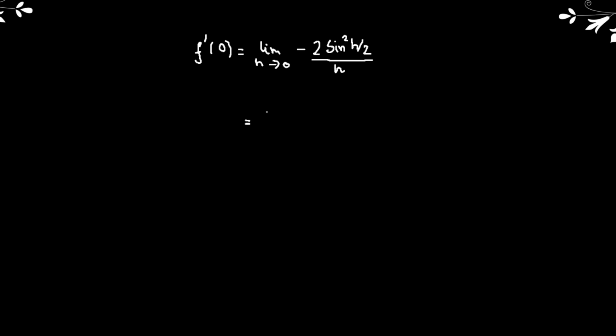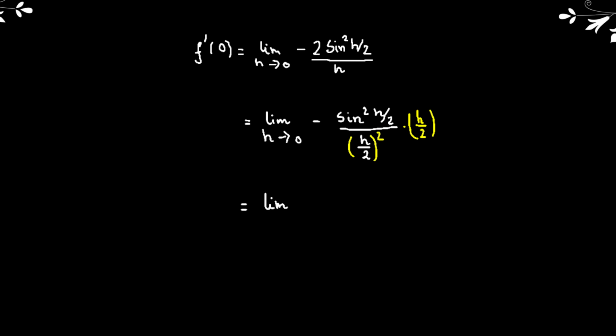Now we are going to do a little more adjustment. We are going to divide both numerator and denominator by 2. That gives us negative sine squared h over 2, divided by h over 2. Then we are going to multiply the numerator and denominator again by the factor h over 2. So we have h over 2 squared in the denominator, and we have an h over 2 in the numerator.